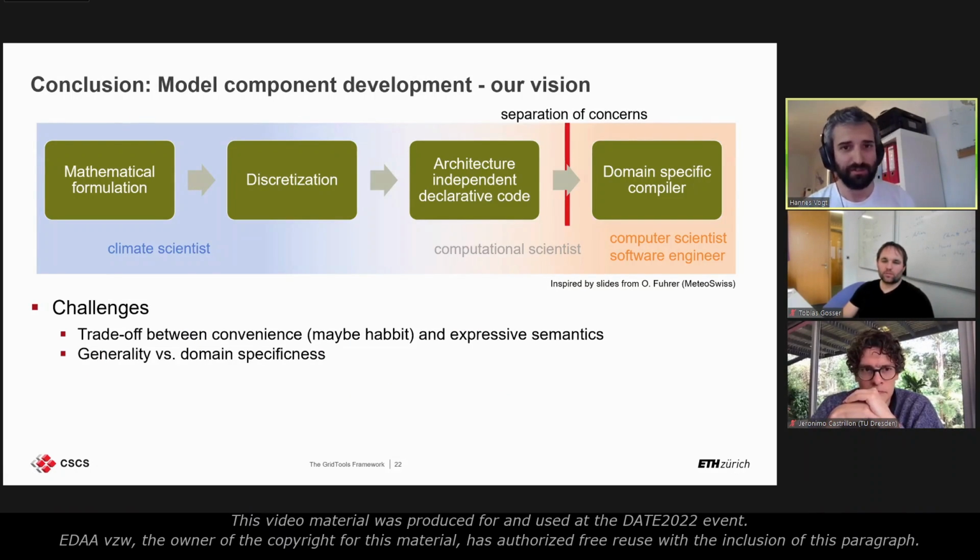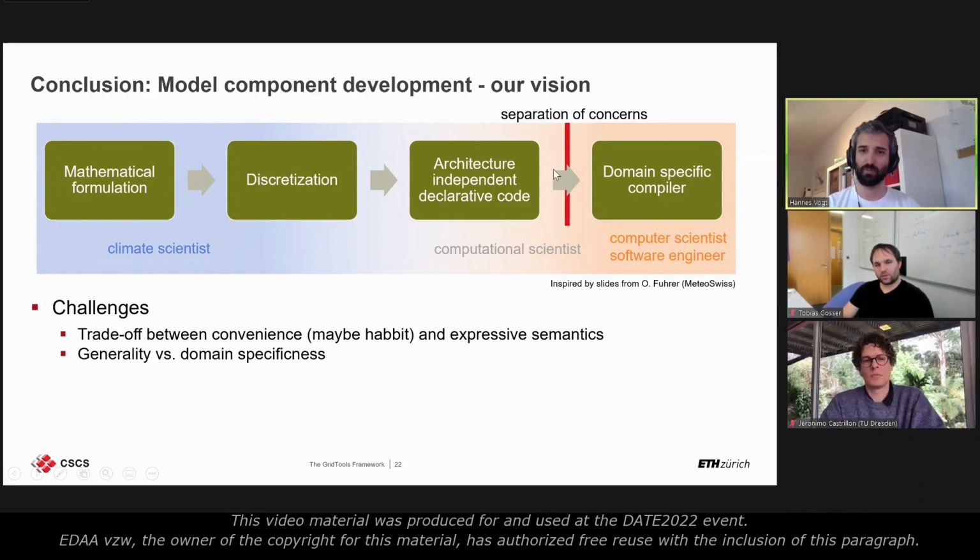And here is my conclusion. So going back to how models are developed, where do we want to go with these libraries? What is our vision? The domain scientist, the climate scientist, still does the mathematical formulation and discretization, but then writes architecture-independent declarative code. And then there's a separation of concerns between this part, the domain scientist part, and a domain-specific compiler that is written by computer scientists, software engineers, basically hardware experts.